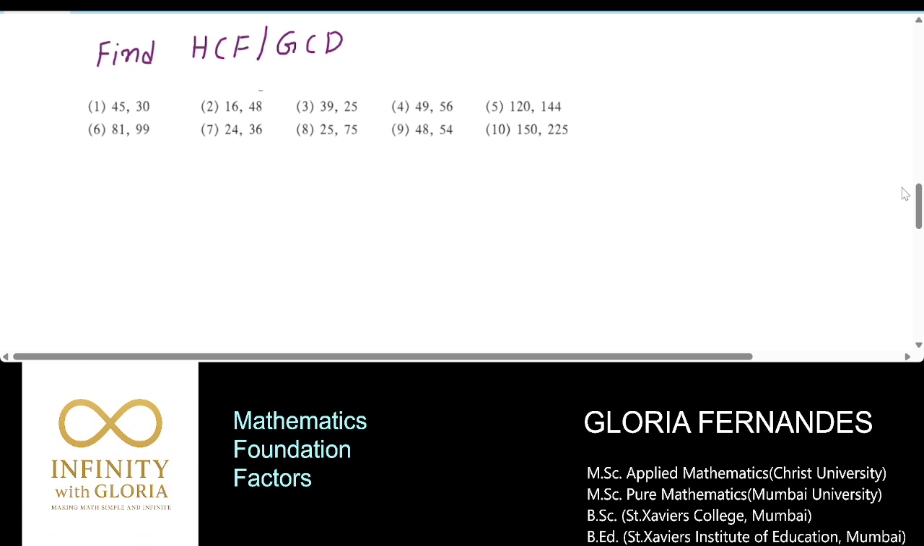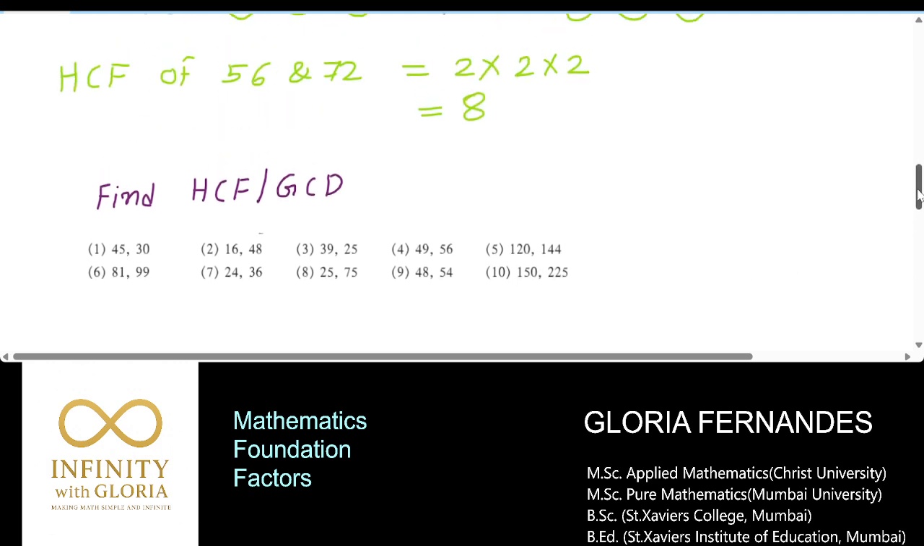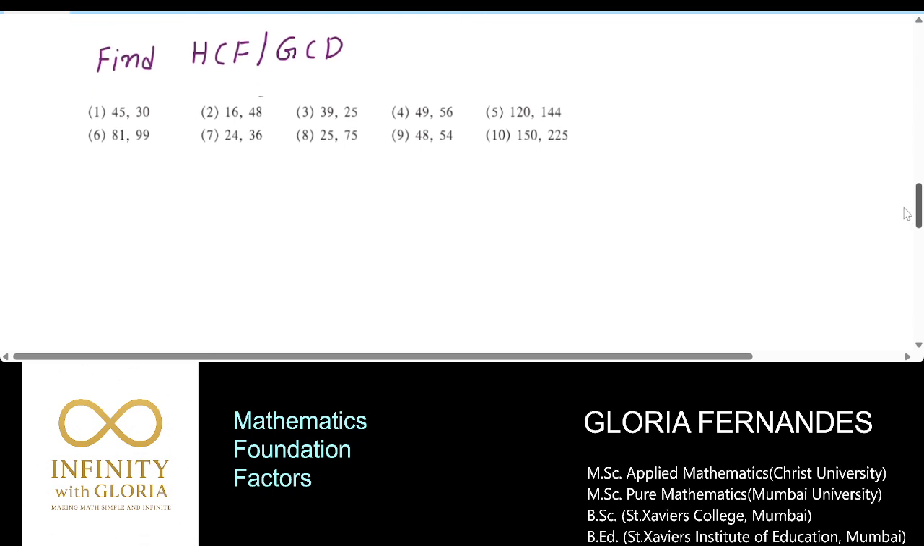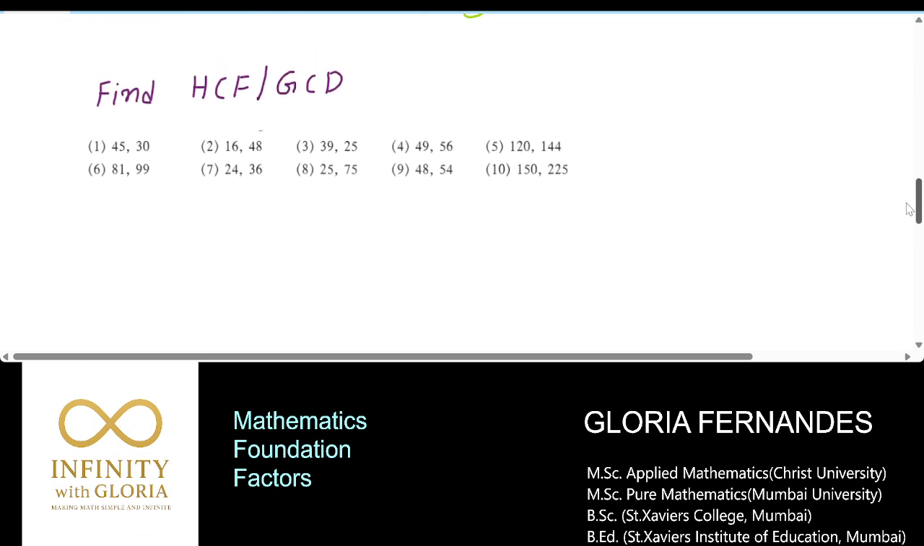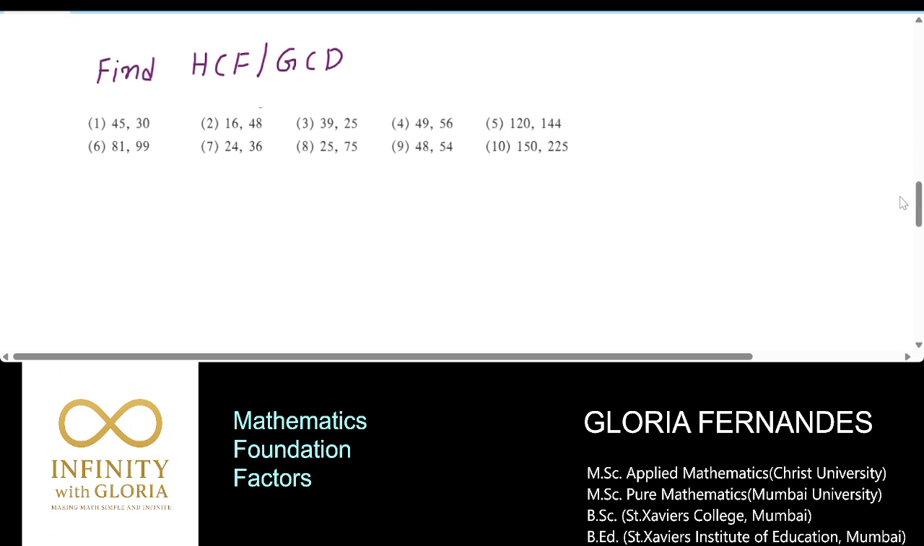So just first revise the tables and then go for it. You can use either method. You can use prime factorization or you can list the factors and then find out, whichever is convenient. I'll suggest the prime factorization because that we are going to use in our next video also, that is for LCM.